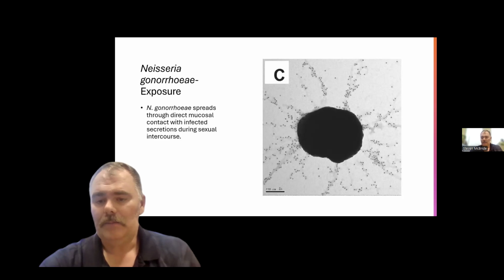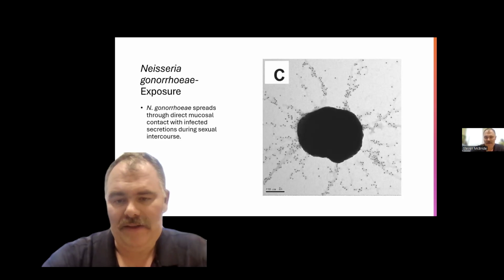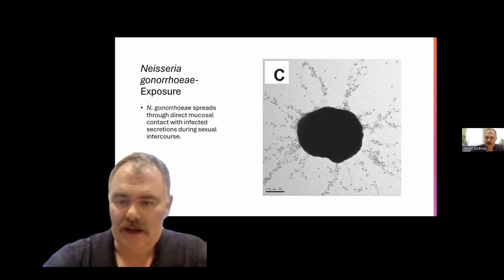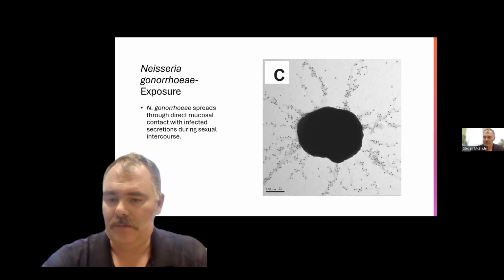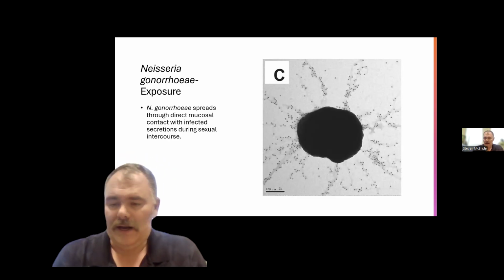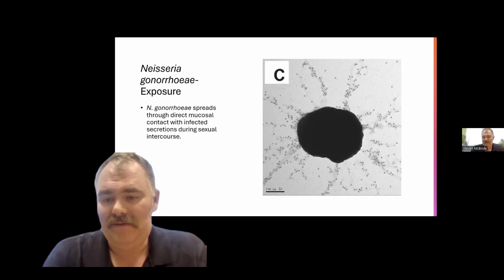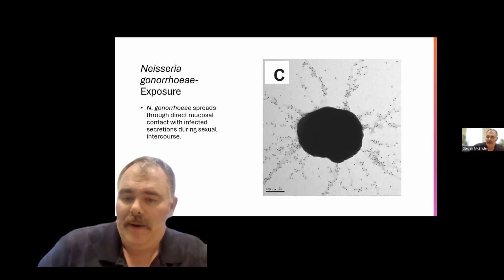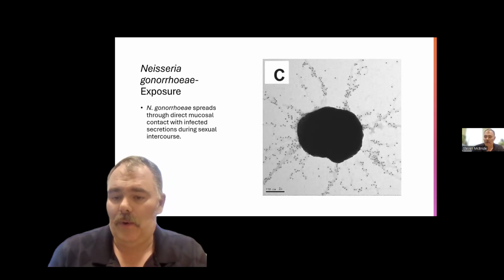Neisseria gonorrhea provides a different example of pathogen encounter. Unlike UPEC, which often originates from a person's own microbiota, gonorrhea is typically transmitted from an infected individual through sexual contact. During transmission, the bacteria move directly from one person's mucosal surface to another.